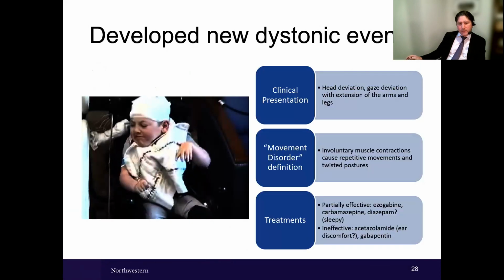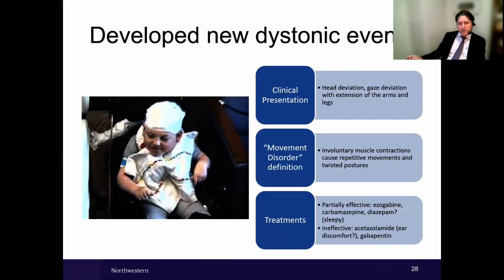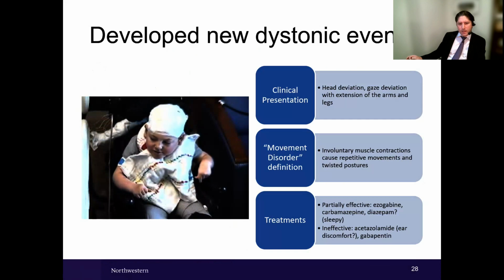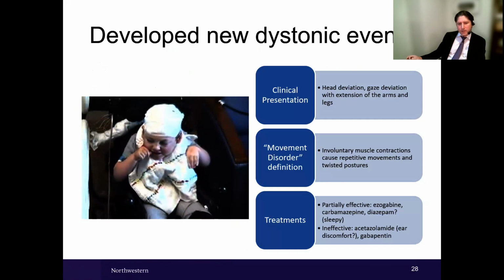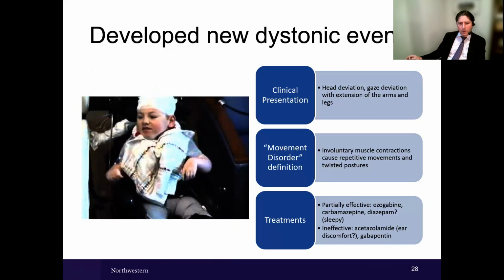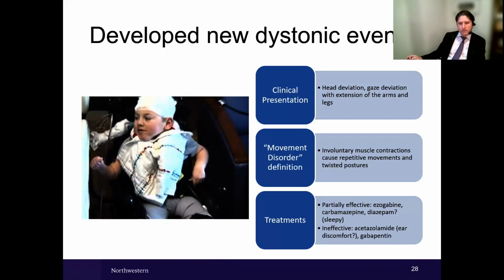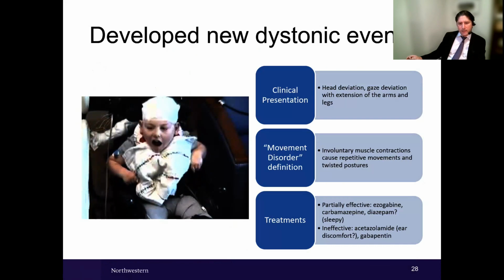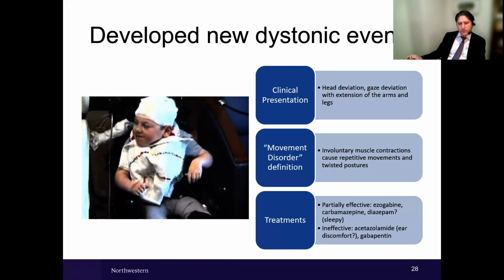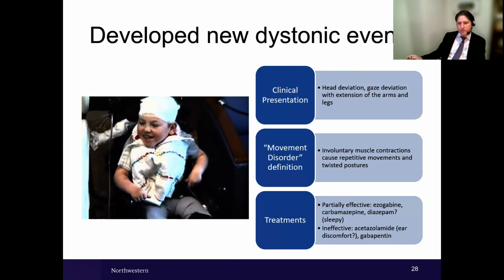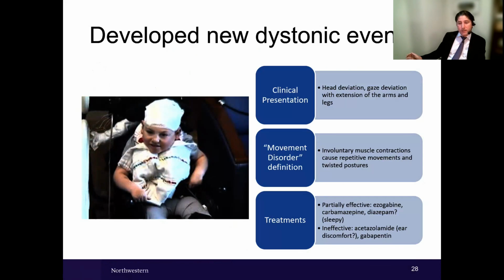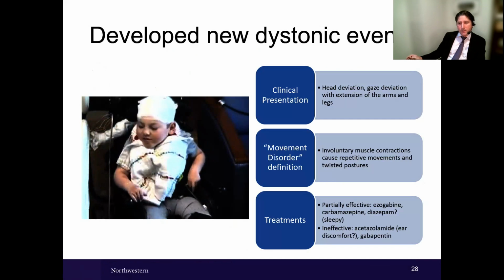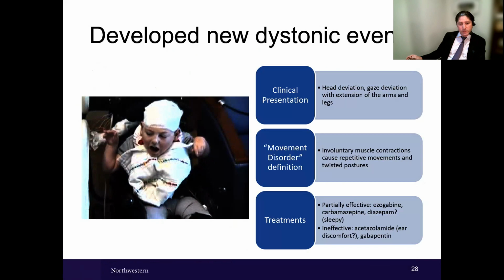A little bit later in life, this child developed dystonia, and I hope you can see the video playing now of the child moving the arms, writhing, gaze deviation, opening and closing the mouth, quite distressing. A definition of a movement disorder is involuntary muscle contraction causing repetitive movements and twisted postures.